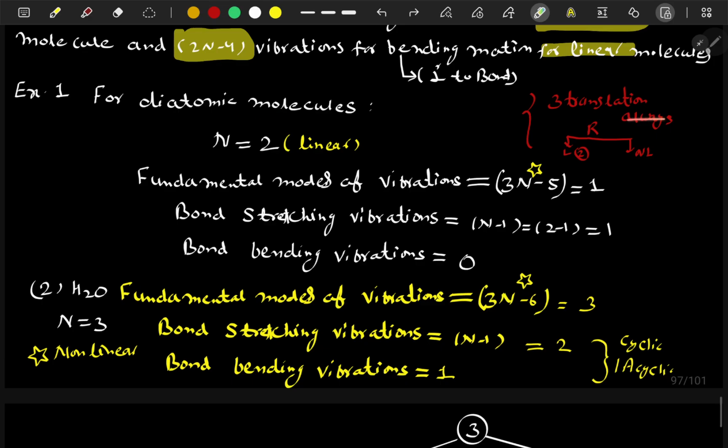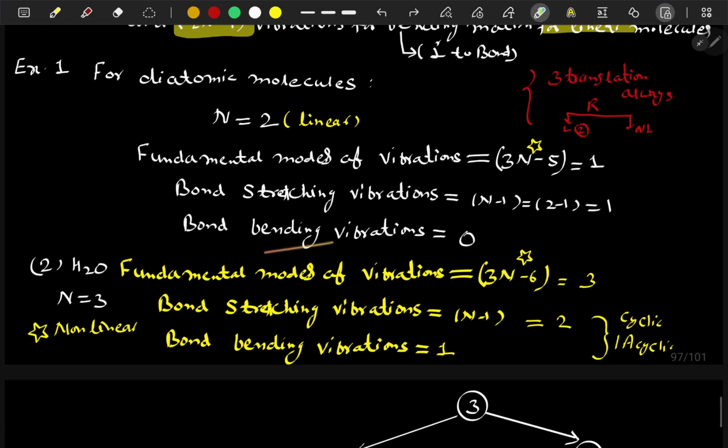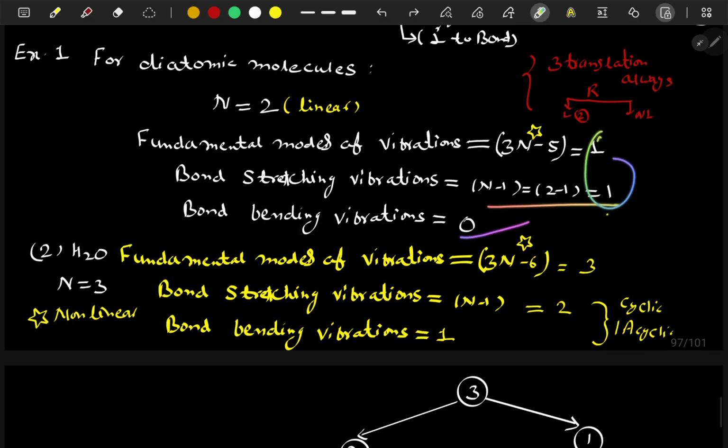Now for diatomic molecules, n equal to 2, suppose it is linear. So the fundamental modes of vibration will be 3n minus 5. How many? 3n minus 5. Suppose this is linear. So stretching will be n minus 1. And if stretching is 2 minus 1 and this is linear, then the bending will be 2n minus 4, which means how many will be there? 2 minus 2 equal to 0. Okay, so 0.